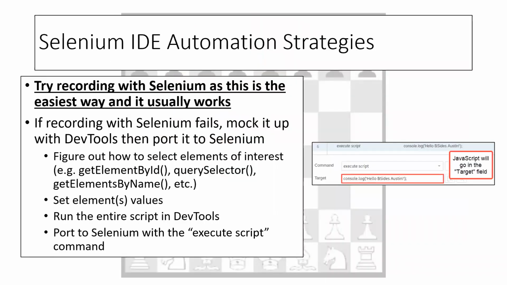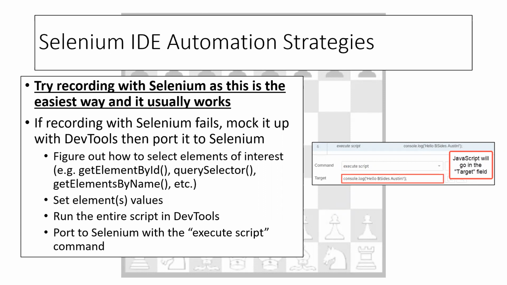I want to touch a little bit on some strategies when you're using Selenium to automate some of your testing. The first thing that you want to try is just recording with Selenium. There's a button or an icon in Selenium that looks like a record button. Go to your app, click the record button, do the thing, log in, whatever it is that you're testing, and that usually works. Interestingly enough, it did not work when I was putting together the demo for this talk.